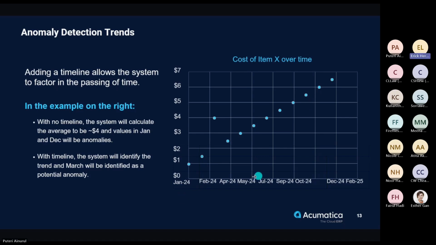However, with the timeline, we'll be able to see that it's actually increasing consistently. But you see that in March, it produces quite an anomaly at $4. So with AI, they will identify the trend and then provide you with the anomaly of this $4 in March 2024. That is how AI in anomaly detection works.